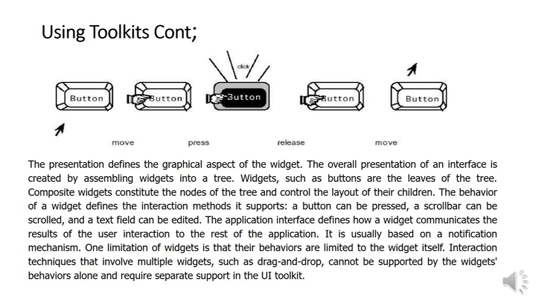The overall presentation of an interface is created by assembling widgets into a tree. Widgets such as buttons are the leaves of the tree. Composite widgets constitute the nodes of the tree and control the layout of their children. The behaviors of a widget define the interaction method it supports. A button can be pressed, a scroll bar can be scrolled, and a text field can be edited. The application interface defines how a widget communicates the result of the user interaction to the rest of the application. It is usually based on a notification mechanism.